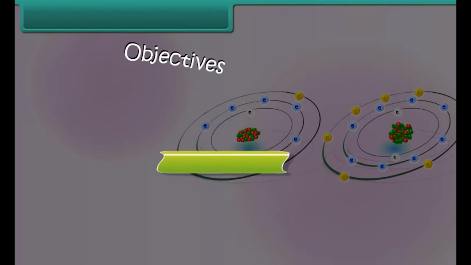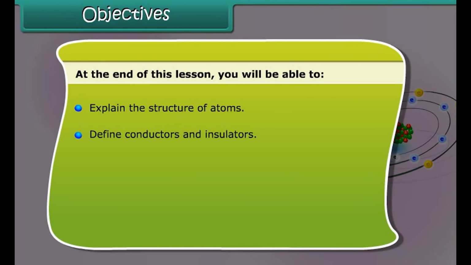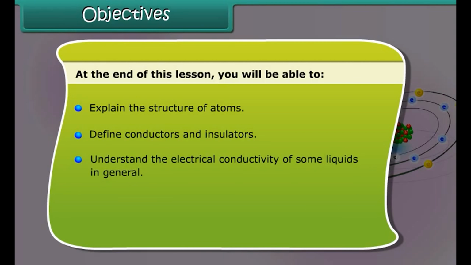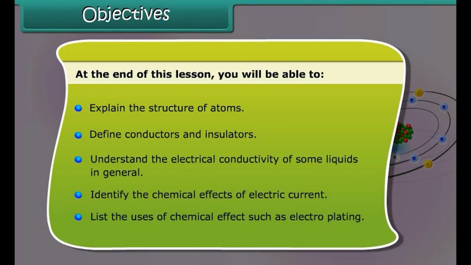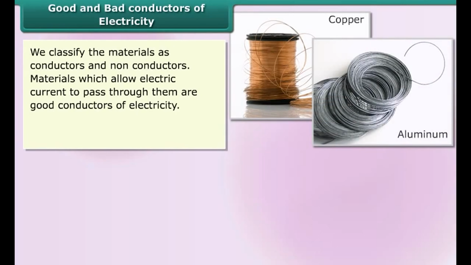Objectives. At the end of this lesson, you'll be able to explain the structure of atoms, define conductors and insulators, understand the electrical conductivity of some liquids in general, identify the chemical effects of electric current, list the uses of chemical effect such as electroplating. We classify the materials as conductors and non-conductors.